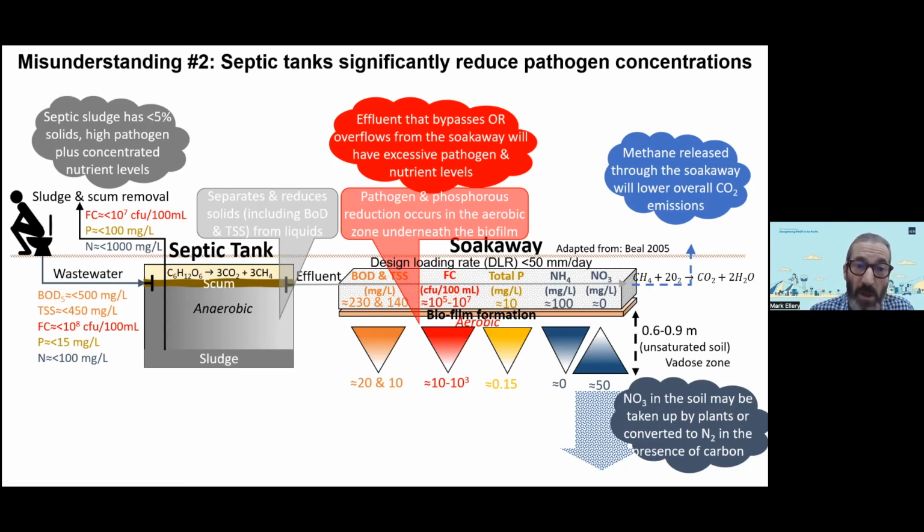Sludge will accumulate in the septic tank and will need to be pumped out from time to time. However, it's worth noting that this is still very liquid. It will be in the vicinity of 96 to 98% liquid, so 2 to 4% solids. It will have high pathogens, but you will see here it also has concentrated nitrogen levels. So the design of septage disposal facilities needs to understand that you are getting elevated levels of nitrogen in your septic sludge.